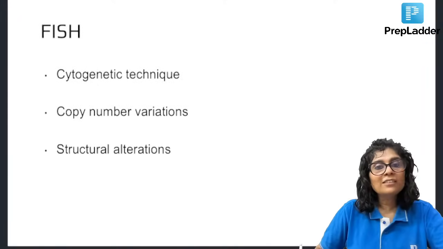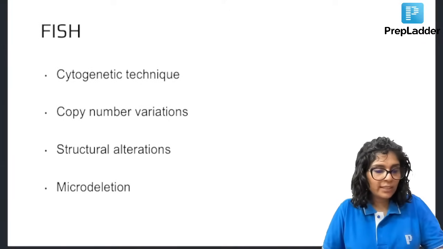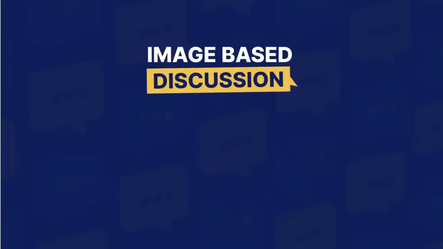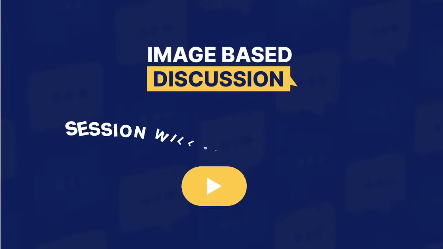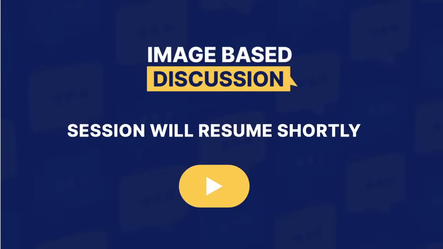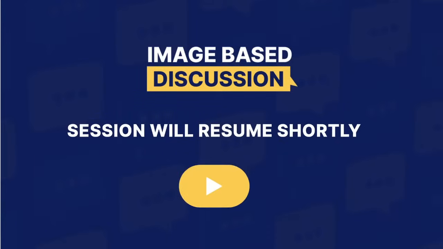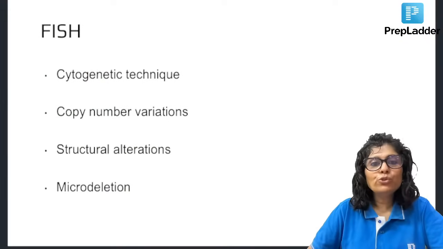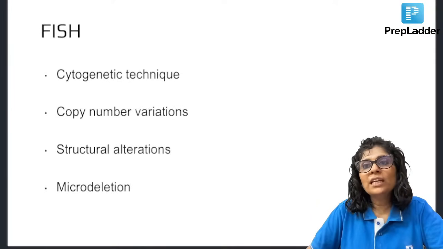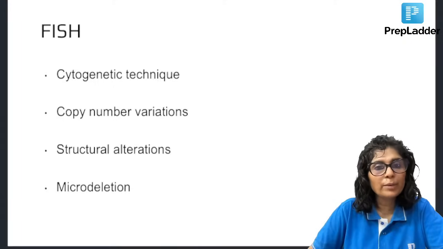It can be used to detect translocations. It can be used to detect microdeletion. So it can also be used to detect microdeletion, and all these are possible only because you are able to choose specific fluorescently labeled probes, right?